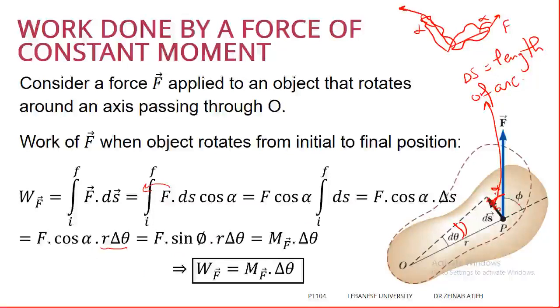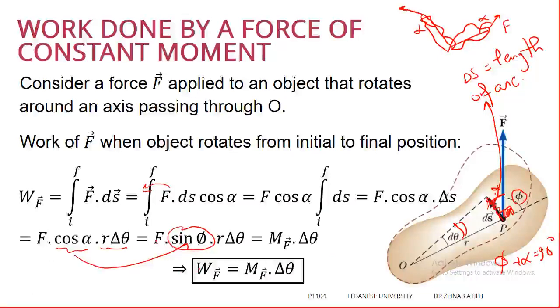this alpha and this phi here form 90 degrees. Okay, so this is a 90 degree here because the ds or the dr, however I call it, ds or dr, is always tangent to the circle. So for sure it's a 90 degree here. You can see that phi plus alpha form 90 degrees. So cosine alpha is substituted for sine phi.